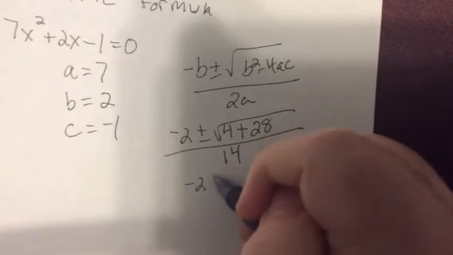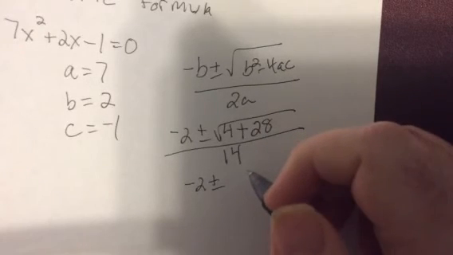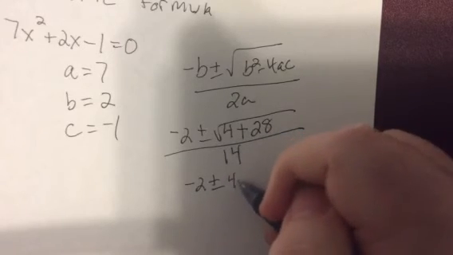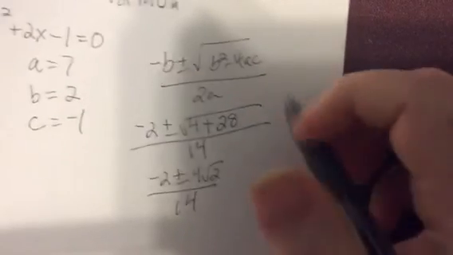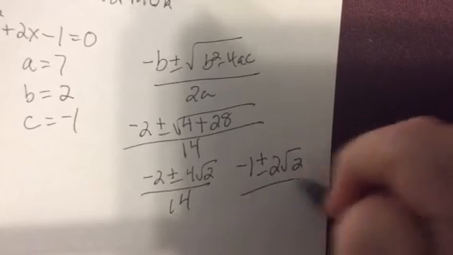So negative 2 plus or minus. Now this is 32. 32 is 16 and 2. So this would be 4 square root of 2 over 14. 2 goes into each number, so it'd be negative 1 plus or minus 2 square root of 2 over 7.